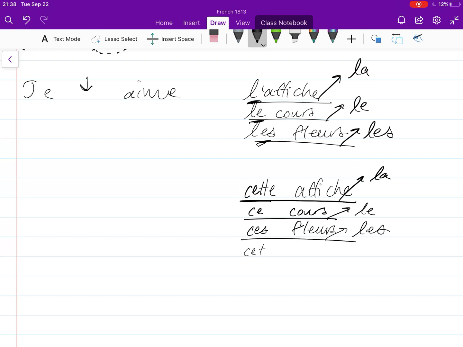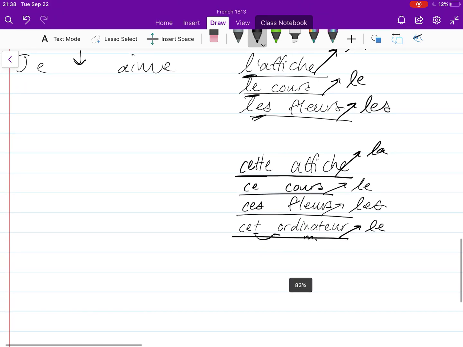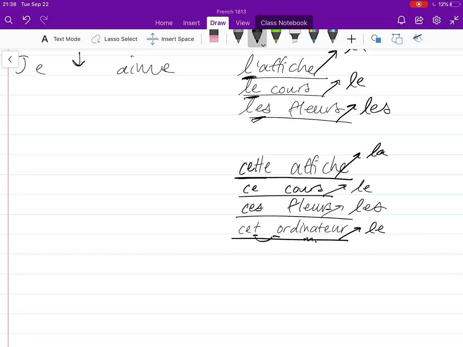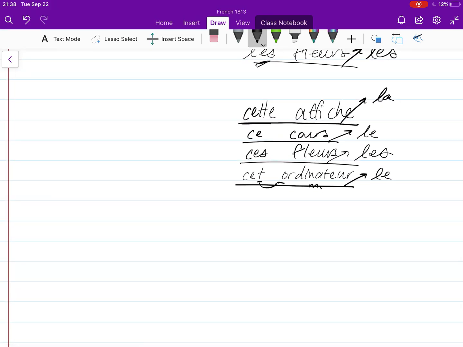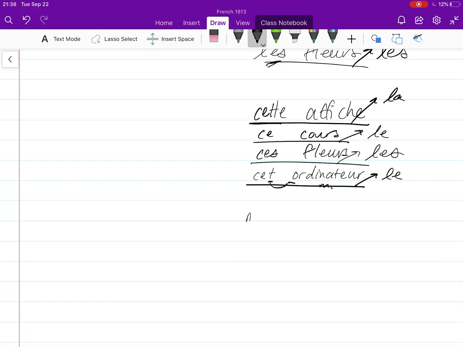And I have another one for you. Cet ordinateur, this computer. This only happens because it's a masculine object. It starts with a vowel, therefore you liaison. But cet ordinateur would still also become le. So whatever your underlined thing is, even if it's not le, la, les in the beginning, it could have ce, cet, cette, ces. Or it could even be one of your possessive adjectives.